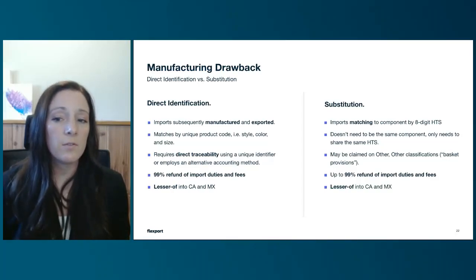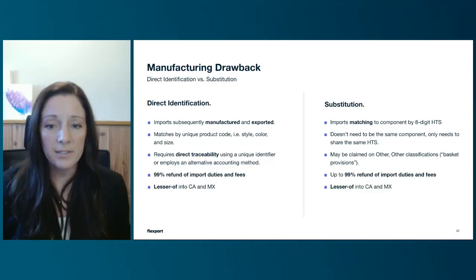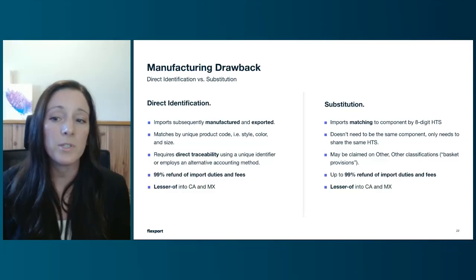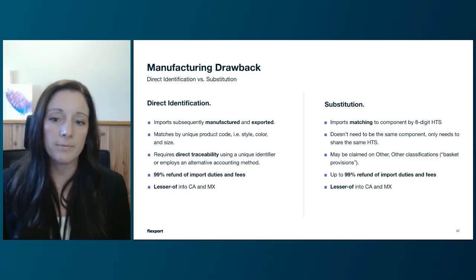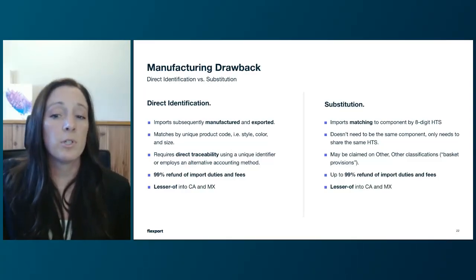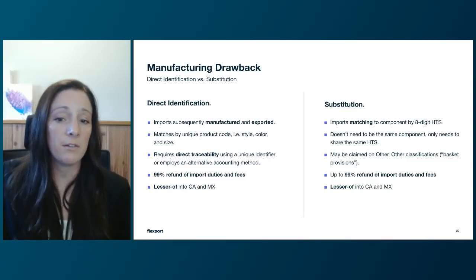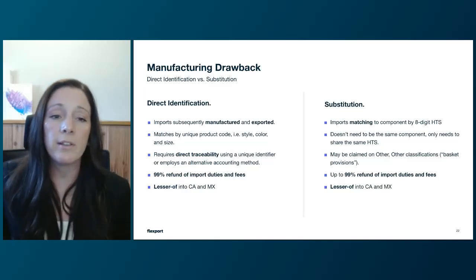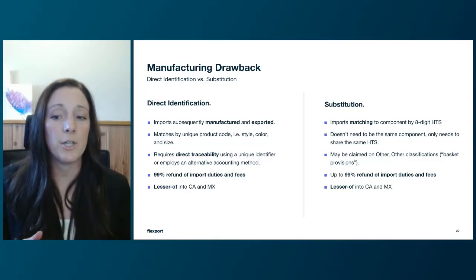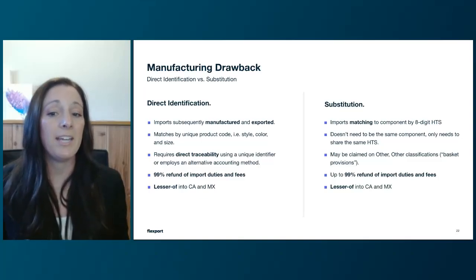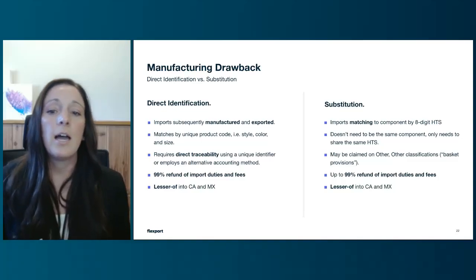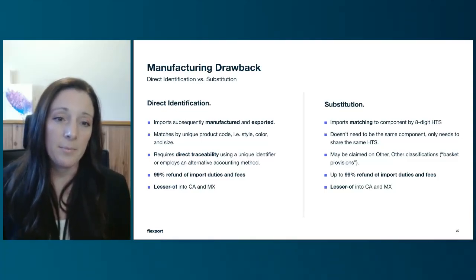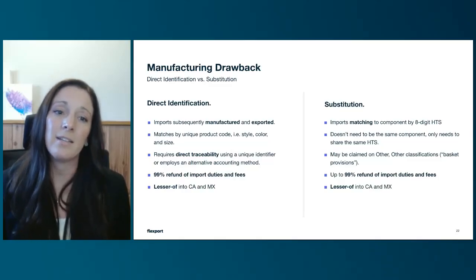This means that regardless of whether the component was imported or domestically sourced, or whether the import was actually used in a manufacturing operation, it may be claimed in drawback. Exports to Canada and Mexico are allowed under manufacturing drawback, but are subject to the lesser of requirement, where only the lesser of duty paid upon import into the US or the lesser of duty paid into Canada and Mexico can be claimed. Often manufactured products are entered into Canada and Mexico with zero duty, which eliminates the opportunity for drawback.